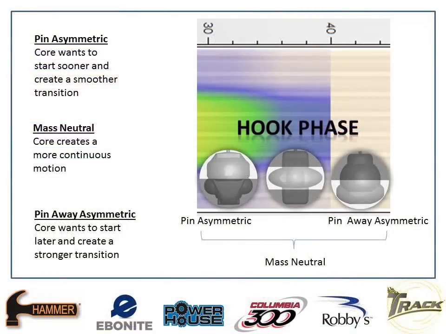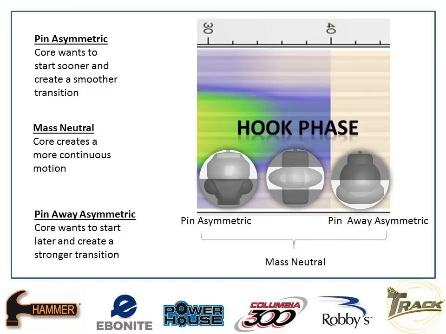So in summation, looking at these 3 core designs, you have the Raw Urge core. This is a pin asymmetry. More mass located towards the top of the pin, starts sooner in that hook phase. This is the Paradox core in the middle. That is mass neutral. Its energy spreads out evenly throughout that hook phase, creates a more continuous ball motion.